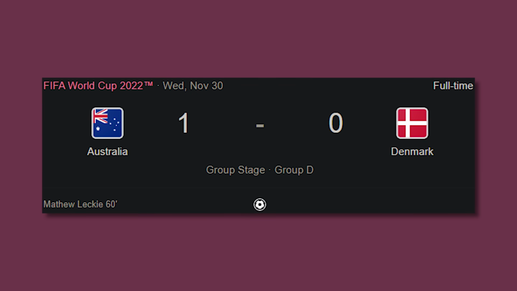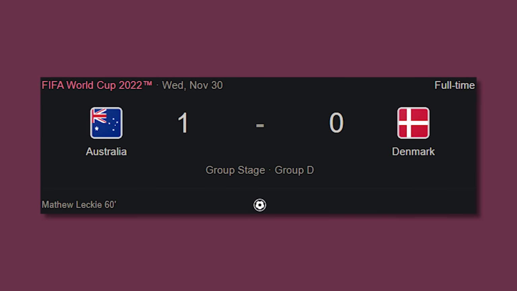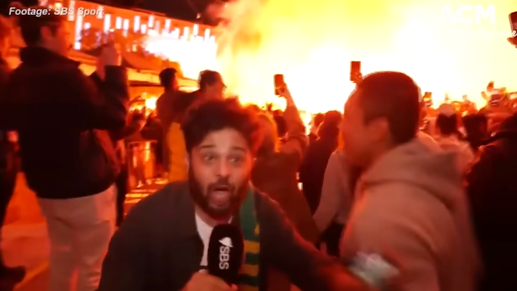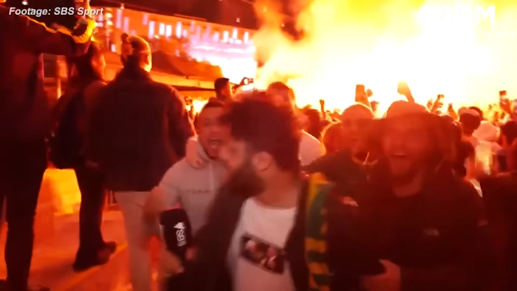Even though there were so many questions about Australia, even though many considered them the worst team coming into this tournament, as the late Johnny Warren would say to any detractors, I told you so. Melbourne is on fire at 3:20 in the morning on a Thursday because of this team, this sport, this tournament.